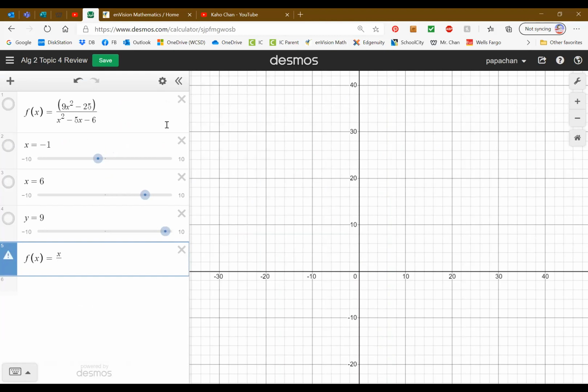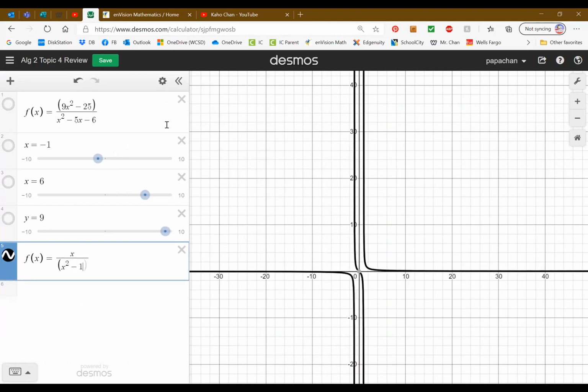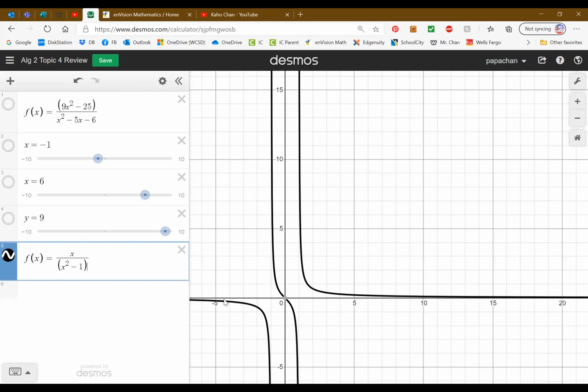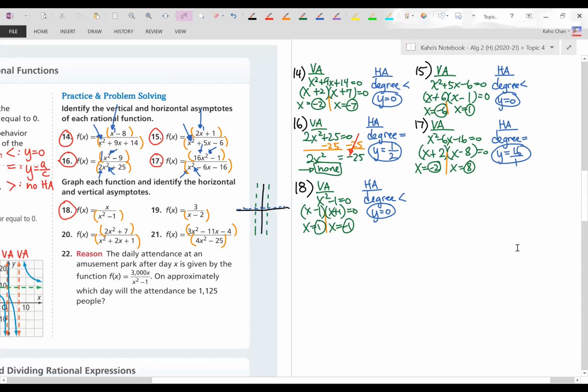Divided by x squared minus 1. Hey, let me zoom in a little bit. Very cool. We have two branches. One's on the lower left, and one's on the upper right, and one's doing that little cool thing for number 18. Let's go back to our notes and just copy it onto there, okay?